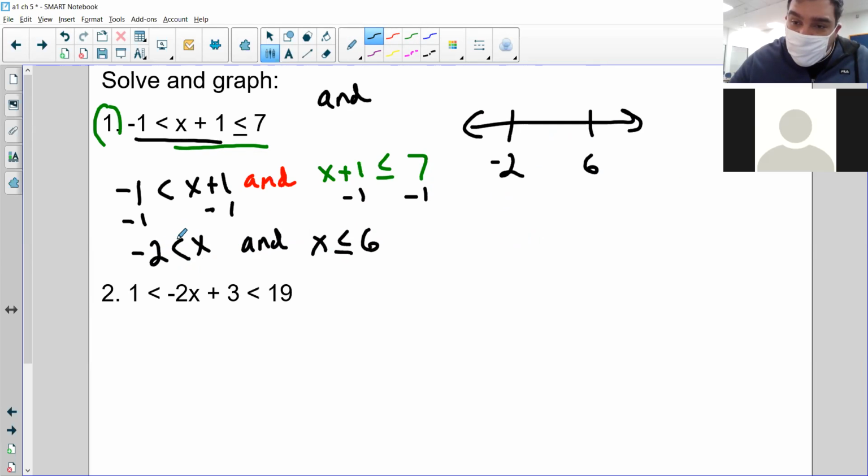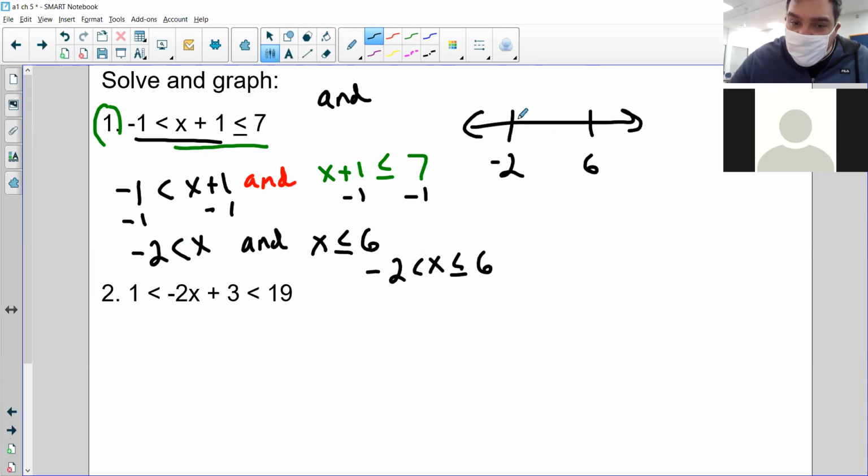Do you not combine them? You could combine them. Do you want to combine them? So I will just combine it because you mentioned. -2 is less than x, which is less than or equal to 6. Combining them is not necessary, but it might be easier for you to graph it if you look at it like this.